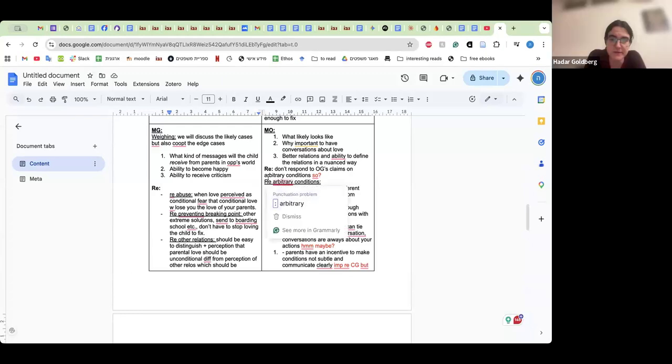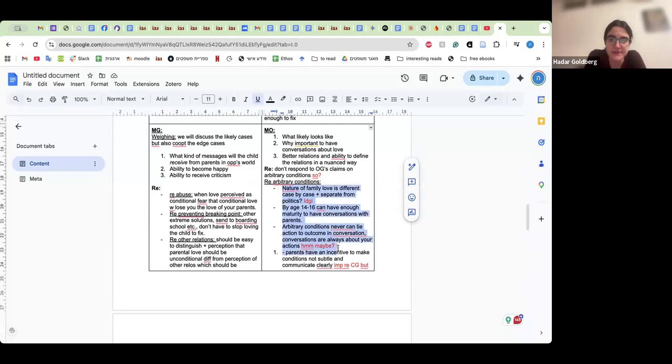Okay, so this is what they give in this part, right? When they answer the arbitrary conditions part, the nature of family love is different. It's much more intimate. It's case by case. It's not the same as political discussion. We don't let politics get into family life. By age 14 or 16 or whatever, it's good enough for kids to have sex and drink, you can have the maturity to have conversations with your parents.